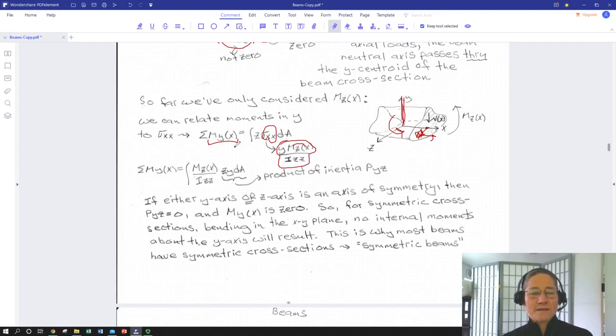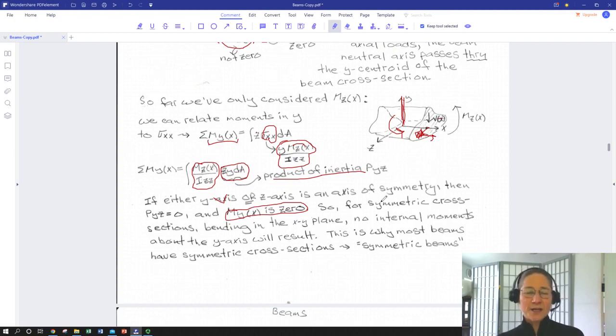Izz, m sub y. So if we continue our math through, we end up with our applied moment in the z over Izz, and now instead of a y squared, we have a yz dA. This is a product of inertia in the yz plane. Lucky for us, if either the y-axis or the z-axis is an axis of symmetry, then products of inertia go to 0. And if the product of inertia goes to 0, then we're not going to end up having any induced moment m sub y due to axial forces.